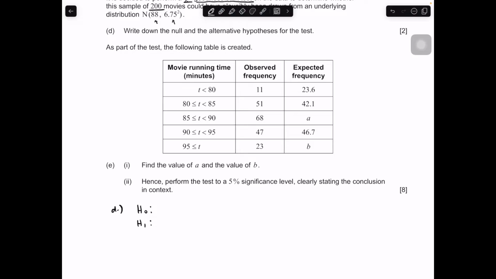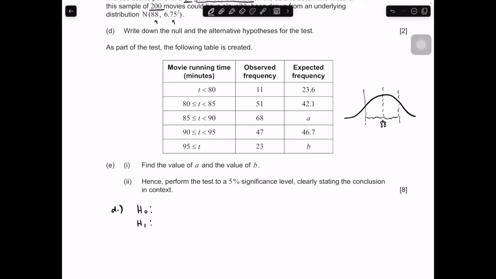Chi-square goodness of fit is asking whether our distributions match. And in this case, we have a normal distribution. And we want to see, is the runtime of these movies approximately normal? That is to say, if we have some mean at 88, do we have a situation where we have a major cluster within one standard deviation, and so on and so on? And that's the question. Does this fit a normal distribution?